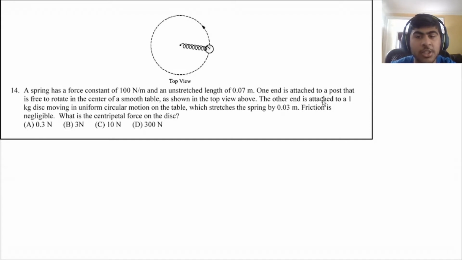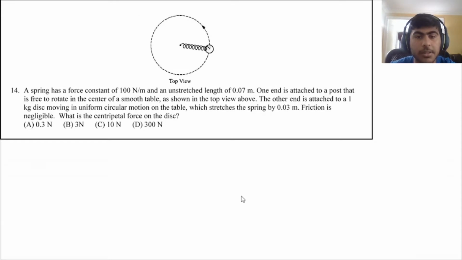One end is attached to a post that is free to rotate in the center of a smooth table, as shown in this top view above. The other end is attached to a 1 kilogram disc moving in uniform circular motion on the table, which stretches the spring by 0.03 meters. Friction is negligible, and they're asking us for the centripetal force on the disk.